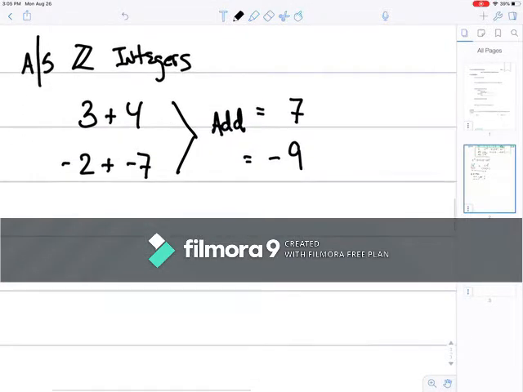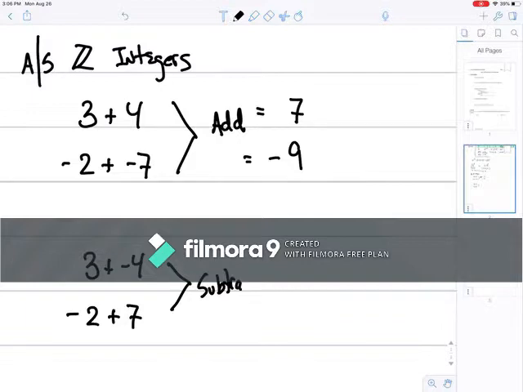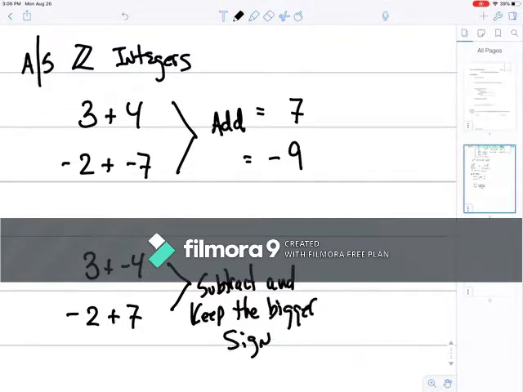If you have different signs, let's say we take a 3 and a -4, or a -2 plus a +7. Those are different signs because one of them is positive, one of them is negative. What you're going to do is subtract and keep the bigger sign. And what I mean by that is 4 minus 3, in the first one. Notice I'm not even dealing with the negative signs. 4 minus 3, that's the subtract part.